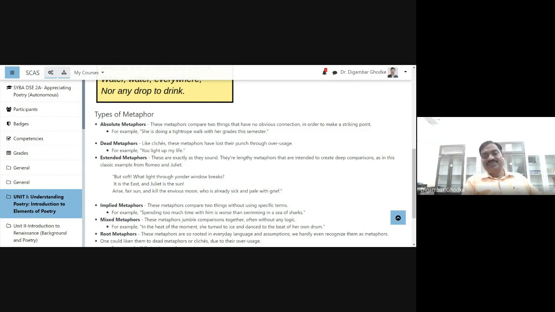Let us see the example. She is doing a tightrope walk with her grades this semester. Now you can see the comparison. A comparison between her performance in the semester and a tightrope walk is made. Tarevarchi kasrat, we say in Marathi. So these are very common kinds of metaphors. Tichi tarevarchi kasrat chalaleli aahe, to get marks. So the comparison between her study, examination, and tightrope walking is made here. So it is as difficult as walking on a tightrope.